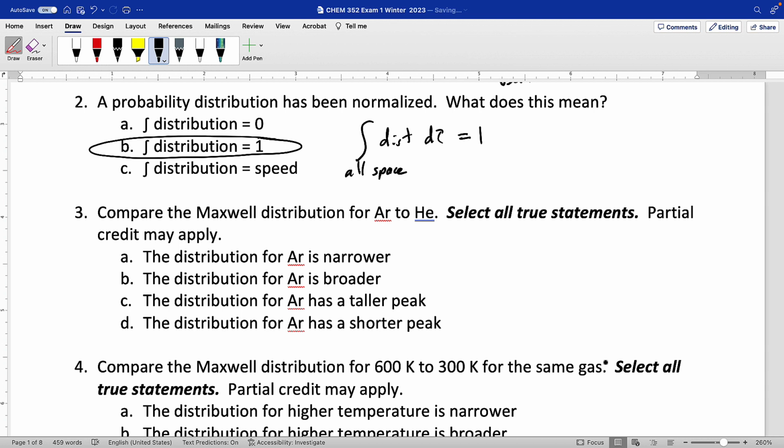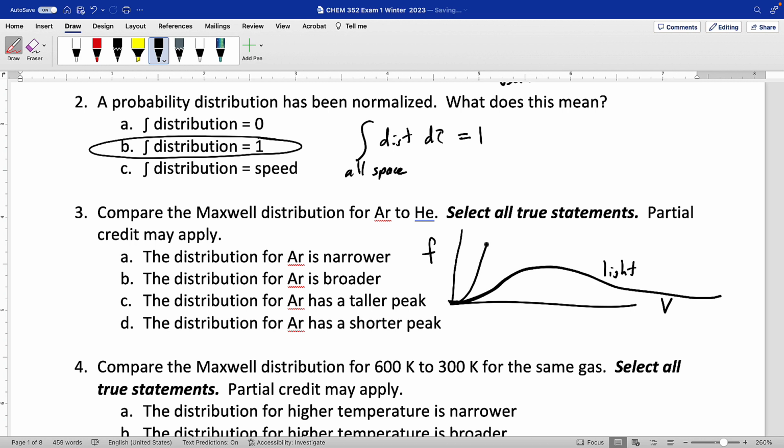Number 3, compare the Maxwell distribution for argon and helium, and what's the difference? If we plot these, with V for speed here and the frequency of finding molecules at that speed, we'll see that a light gas tends to have some molecules that are quite fast, and the average is faster. So this would be a light molecule. And if we have a heavy molecule, we know that it tends to have a much lower speed.